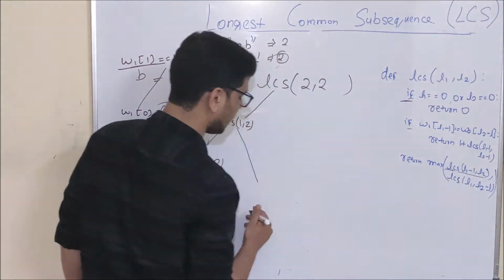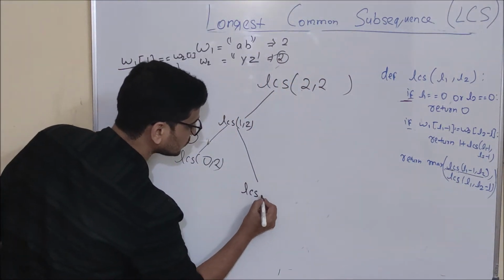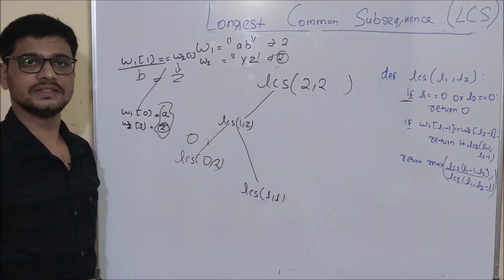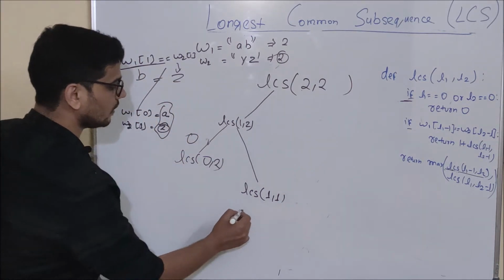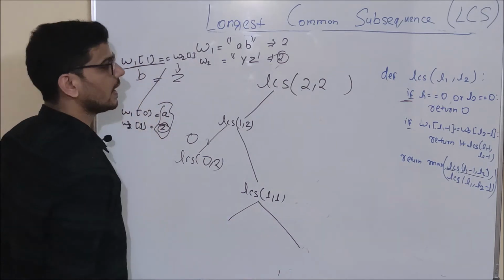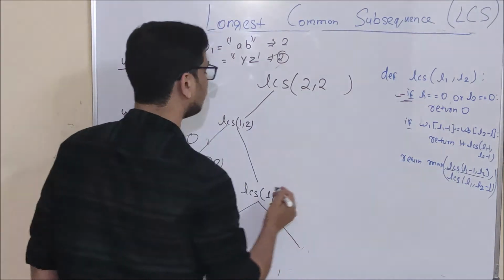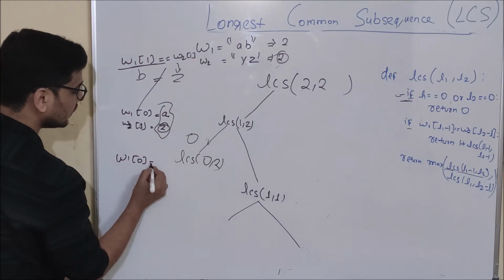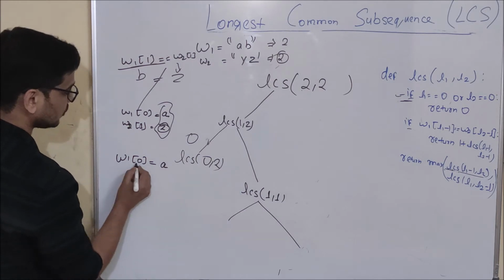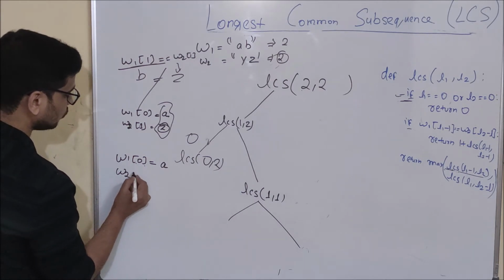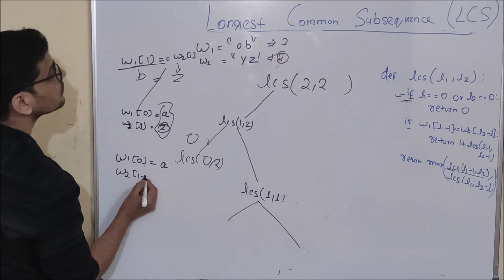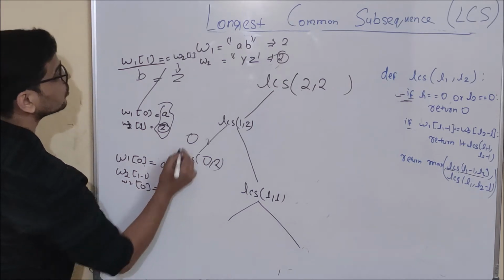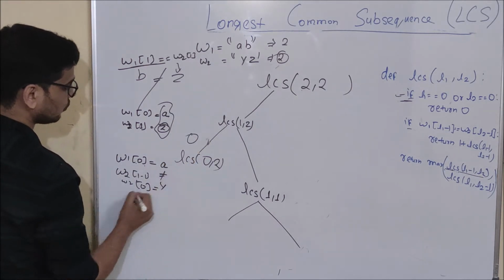L1 comma L2 minus 1, that is LCS of 1 comma 1. Okay. Now LCS of 1 comma 1 comes for its own execution. Here also this condition will be false, as W1 of 0 is equal to A, that is 1 minus 0, and W2 of 1 minus 1, that is W2 of 0, equal to Y. And these two are not equal.